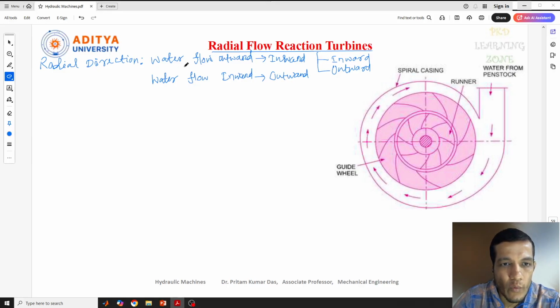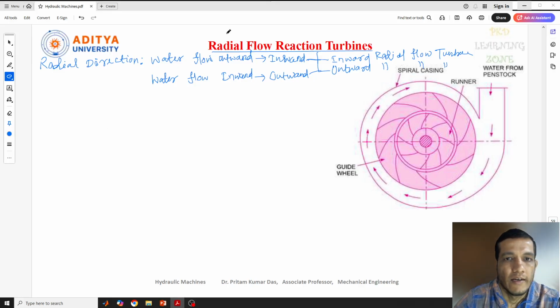So if the water flows from outward to inward through the runner, then this turbine is known as inward radial flow turbine. Similarly, when the water flows from inward to outward, then it is called outward radial flow turbine.